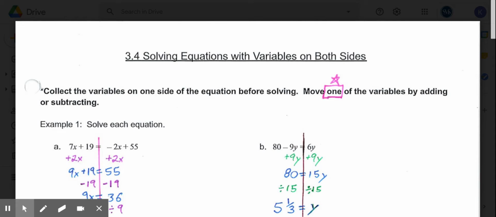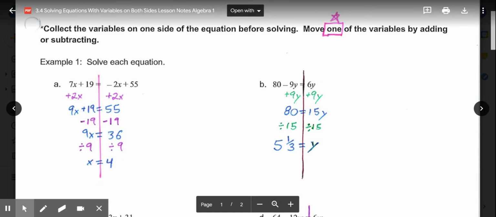equal sign. So the way that we deal with having the same variable on different sides of the equal sign is we collect the variables on one side of the equation before solving. So more simply put, you move one of the variables to the other side by adding or subtracting. And what you're adding or subtracting is that variable plus the coefficient in front of it. So we'll look at a few examples to make sense of that.